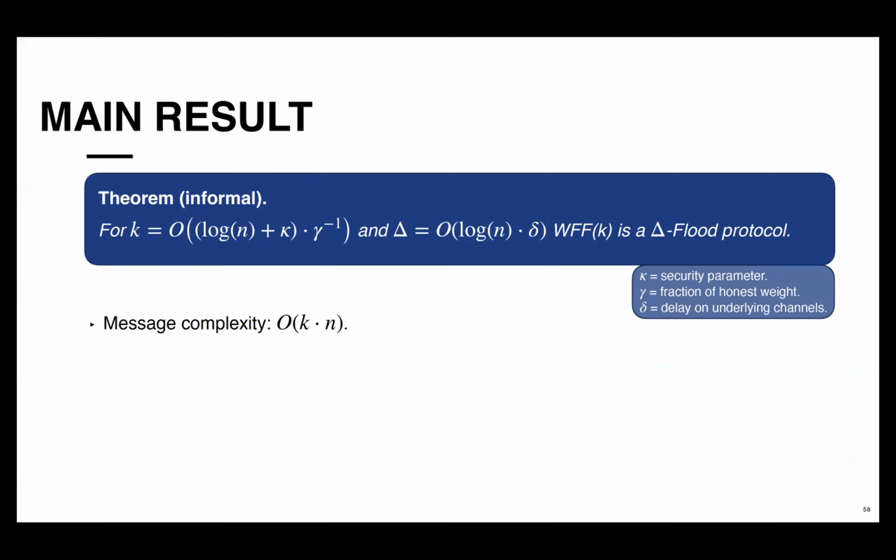And this has a message complexity, which is just this lowercase k times n. And each party will have roughly k times this emulation function, number of emulated nodes, as their neighbors.